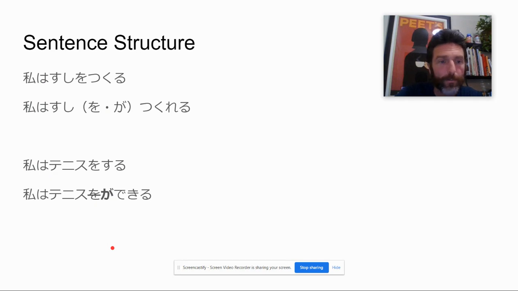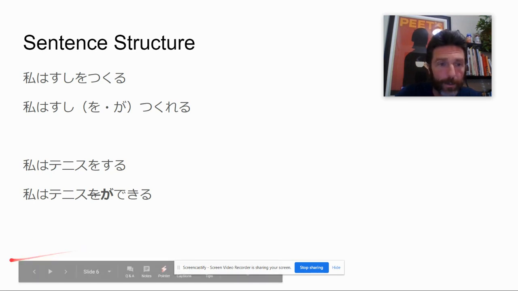This is a really important thing. Be sure to note this down. With dekiru, o has to become ga. Everything else, your normal sentence particles should remain the same. Just be sure to take your normal verb and change it into the potential form. Then it becomes, instead of I play tennis, I can play tennis.